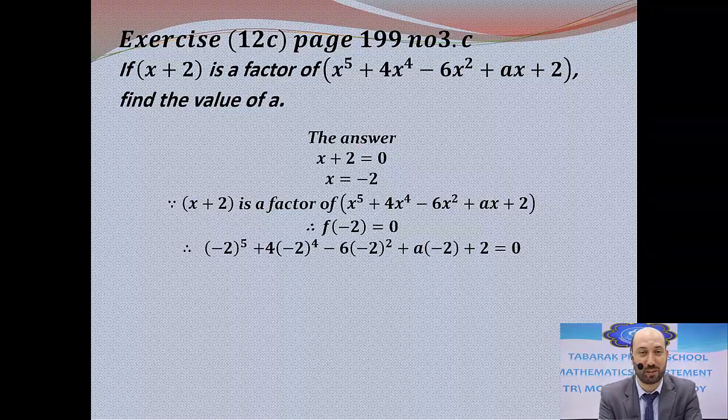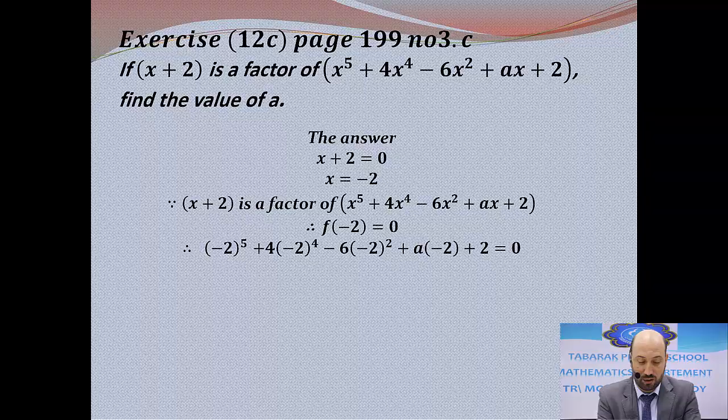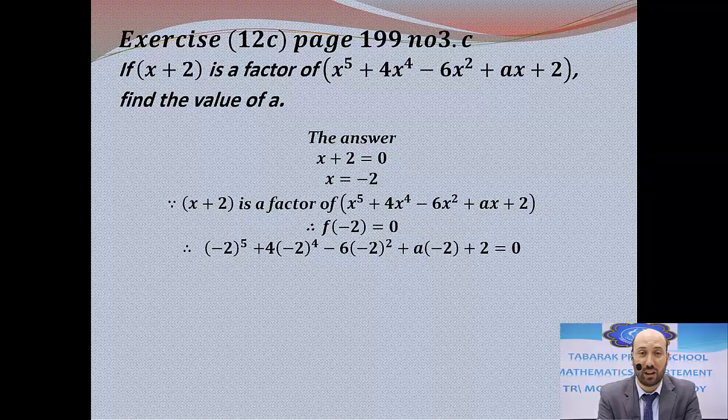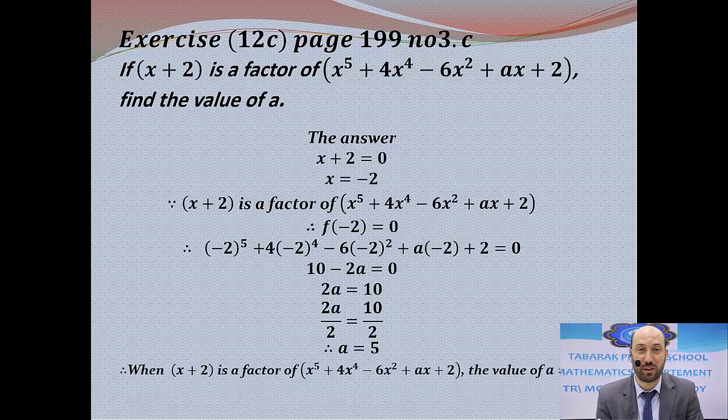So when we substitute it, we will have negative 2 power 5 plus 4 times negative 2 power 4 minus 6 times negative 2 power 2 plus a times negative 2 plus 2 equals 0. When we simplify it, we will have 10 minus 2a equals 0. So when we solve it, we will have 2a equals 10, divided by 2 each term, so a equals 5. So when x plus 2 is a factor of x power 5 plus 4x power 4 minus 6x squared plus ax plus 2, the value of a equals 5.